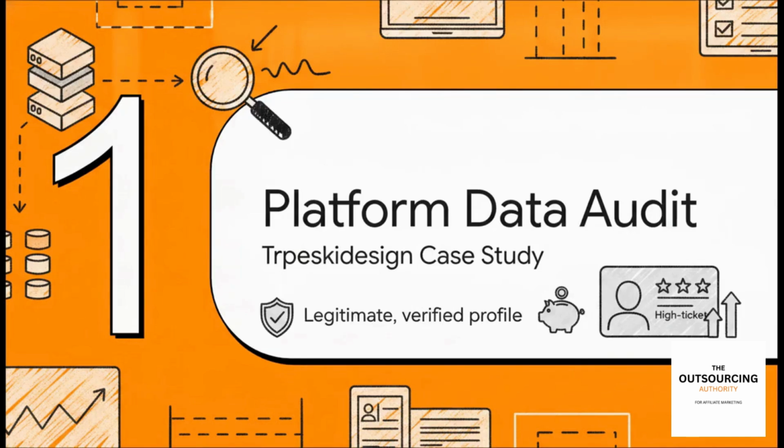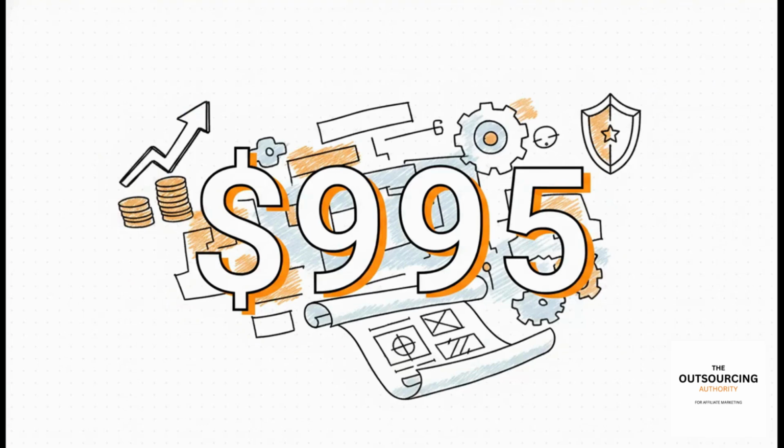Section 1. Auditing Verified Platform Data. The Cheapskate Design Case Study. When we analyze the verified data on this platform, the first major indicator we see is the pricing structure. The starting package here is $995.